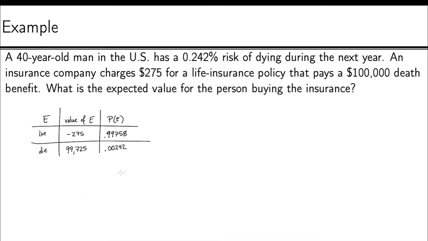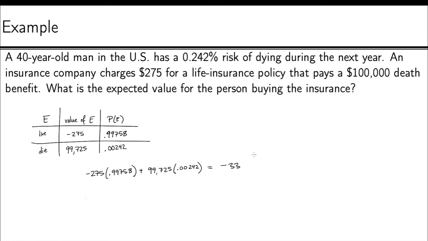All right, so now for our expected value, we take the value of the events, so negative 275, multiplied by the probability, 0.99758, plus the 99,725, multiplied by the probability, 0.00242. And this comes out to be about negative 33.